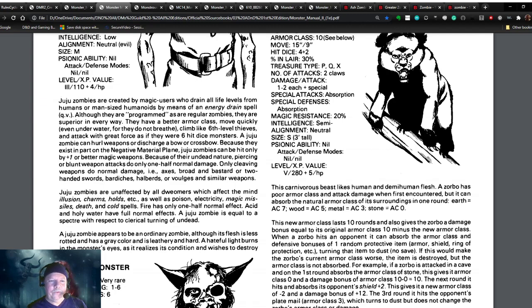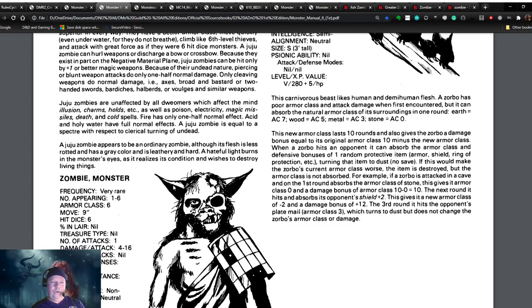So, because they exist in part on a negative material plane, they can only be hit by +1 or better magic weapons. Piercing or blunt weapon attacks do only 1/2 normal damage. Cleaving weapons do normal damage, and they're unaffected by all magics which affect the mind. Fire has only 1/2 normal damage. They're also immune to poison, electricity, magic missiles, death, and cold spells. So fire does 1/2 damage. Acid and holy water have full normal effects. And it's equal to a specter in terms of turning by a cleric.